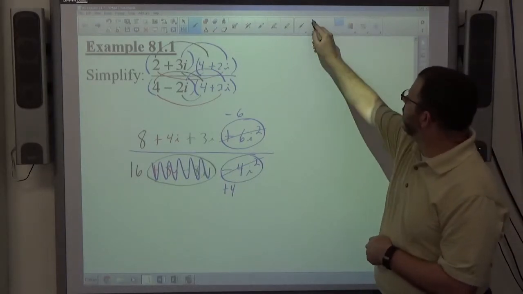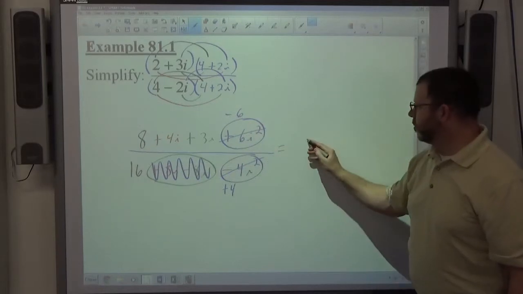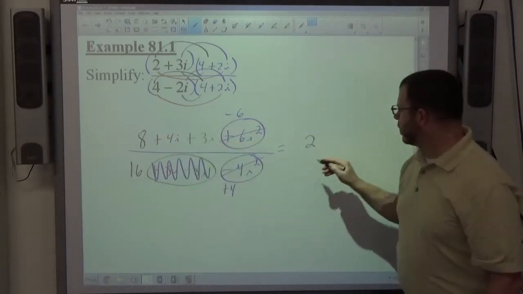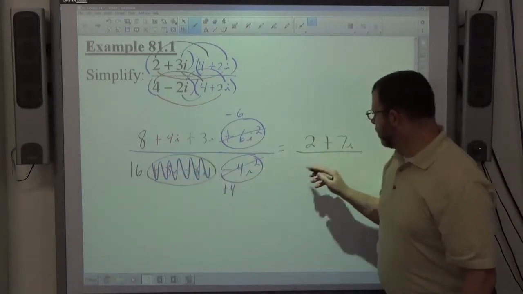So the end result of the top, if I add like terms: 8 minus 6 equals 2. 4i plus 3i makes positive 7i. And 16 plus 4 makes 20.